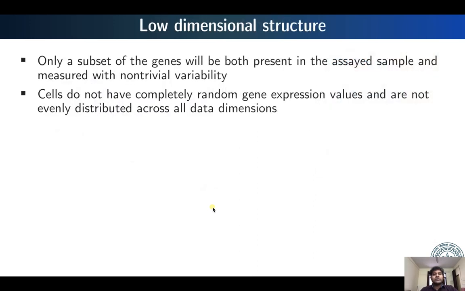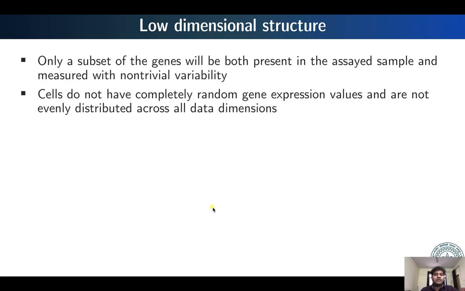So it turns out that even though these data sets are very high dimensional, there actually exists an intrinsic low dimensional structure for the data. So even though around 20,000, 25,000 genes are sampled or profiled, only a subset of those genes will actually be present in the sample and measured with non-trivial variability. So of course, we are measuring genes on the order of 20,000, 25,000, but only a subset of those will be actually meaningful in the data.